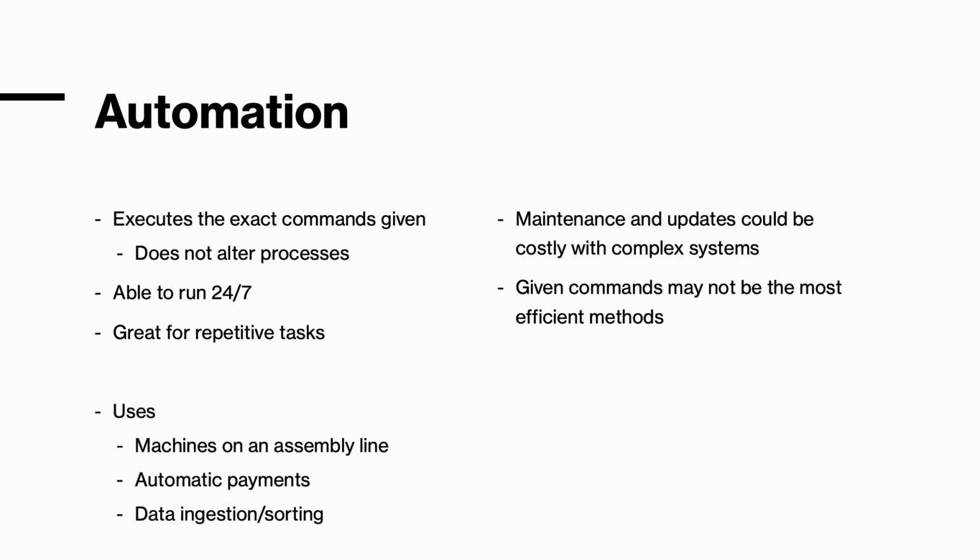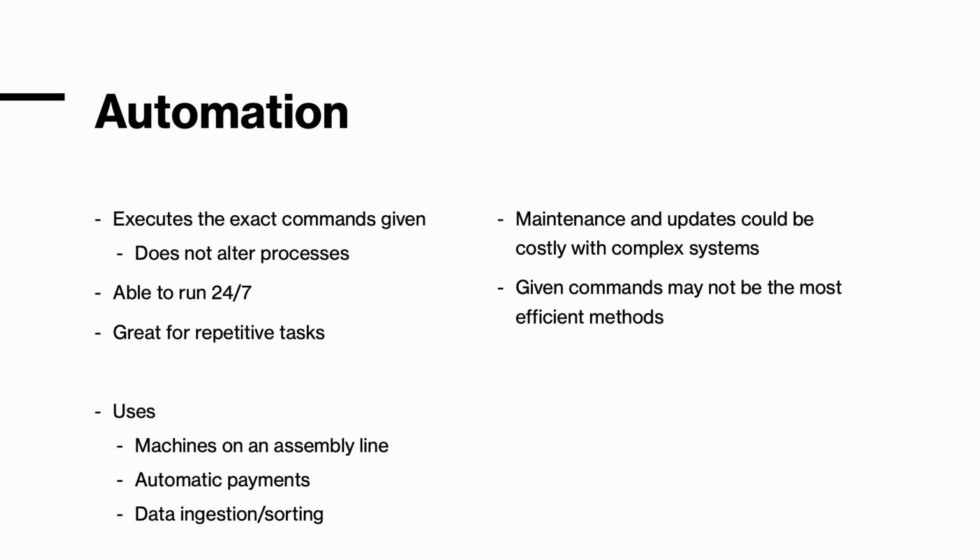Pros for automation are that it does exactly as it's told, which is great if something needs precision or there are safety requirements. They're able to run 24/7, and are really great for repetitive tasks. Some things to consider: the maintenance and update costs, especially as the system grows, and the given commands that they follow may not be the most efficient, but that needs a human or maybe even AI to consider what could be a more efficient method.